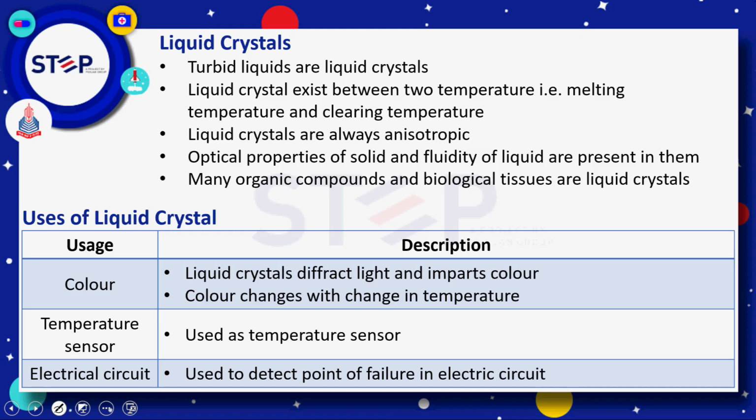When cooling takes place, it converts into turbid liquid, and this turbid liquid is called liquid crystal. Liquid crystals are always anisotropic. Optical property of solid and fluidity of liquid are present in them. Many organic compounds and biological tissues are liquid crystals.